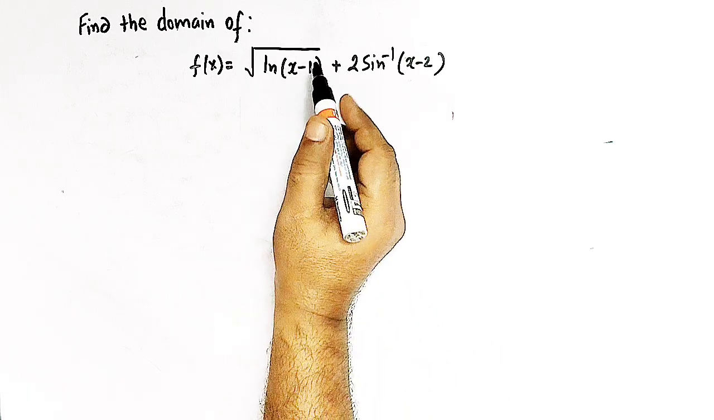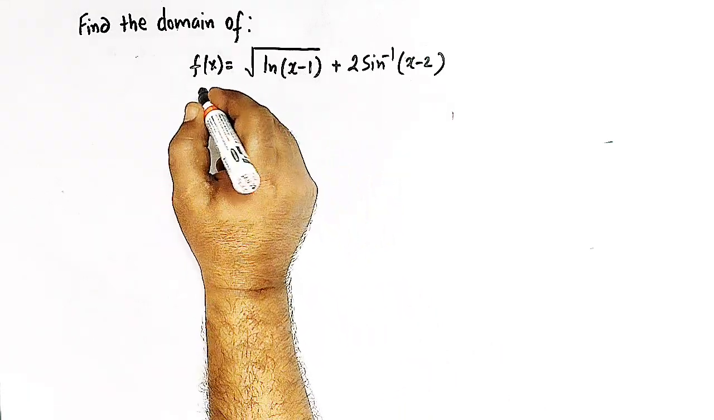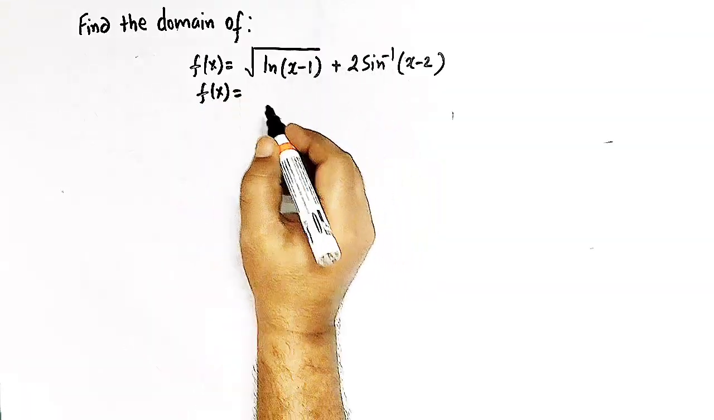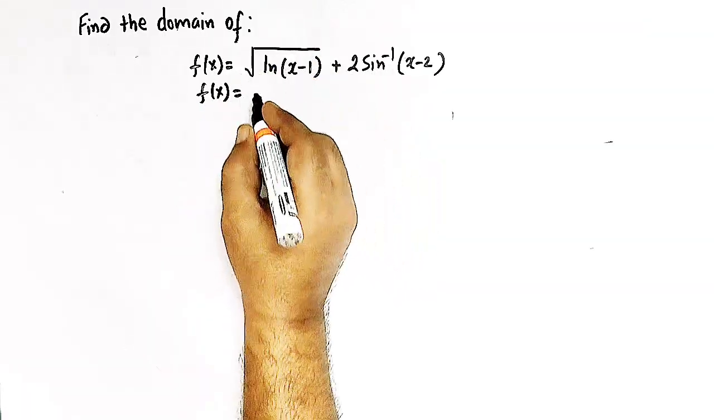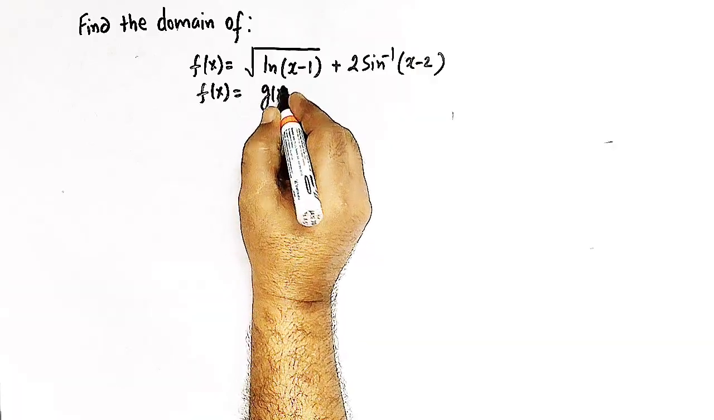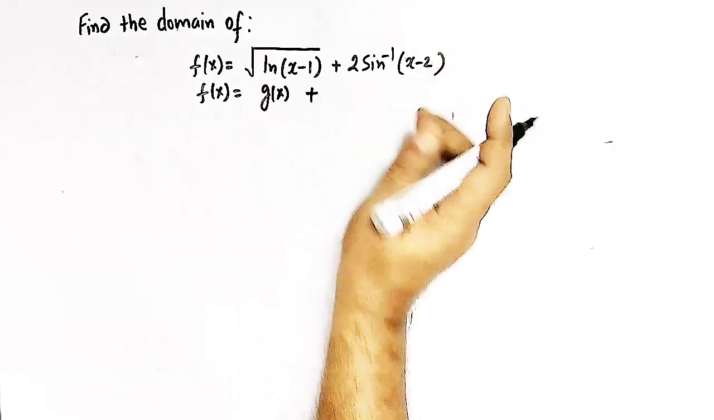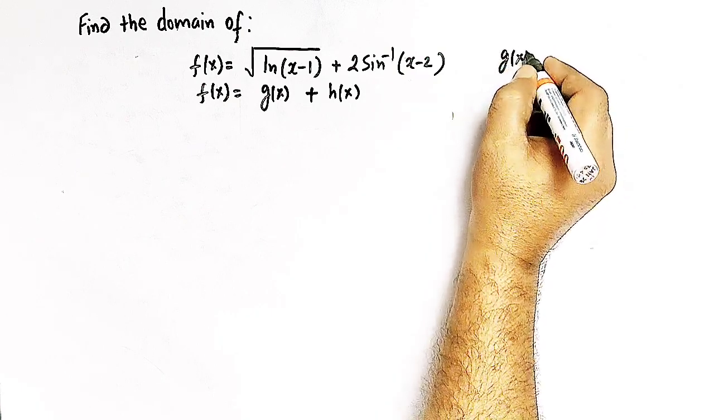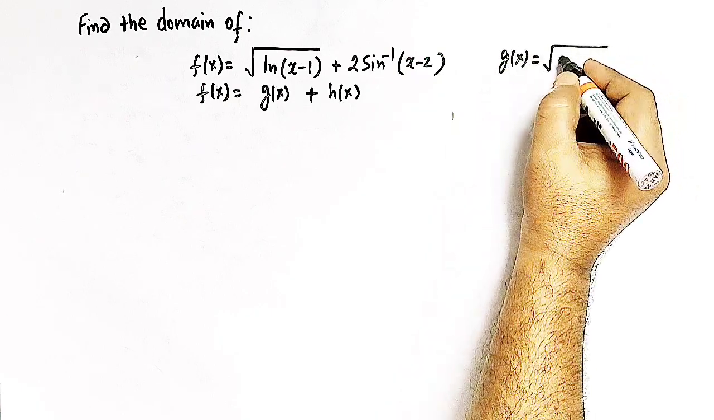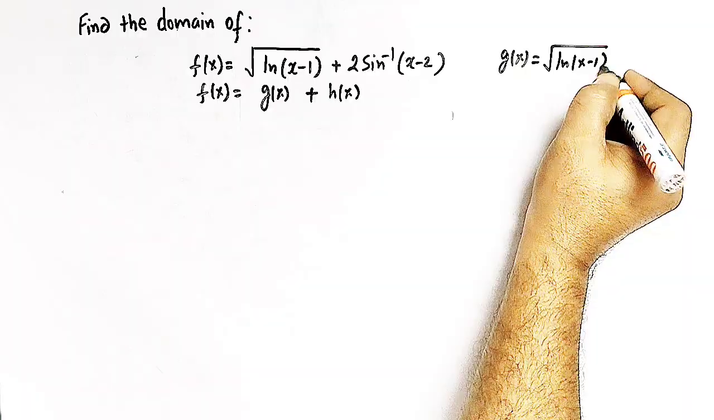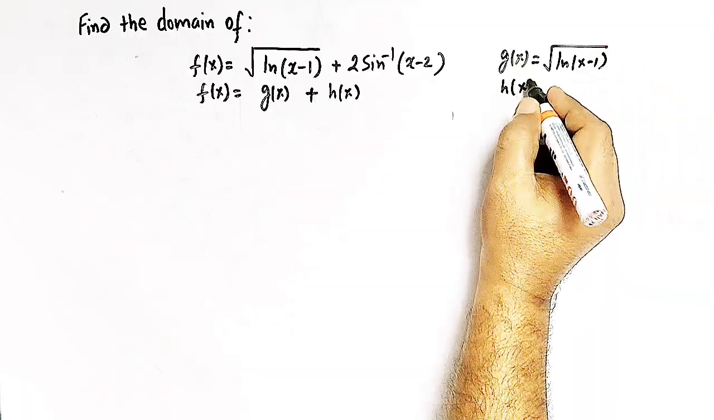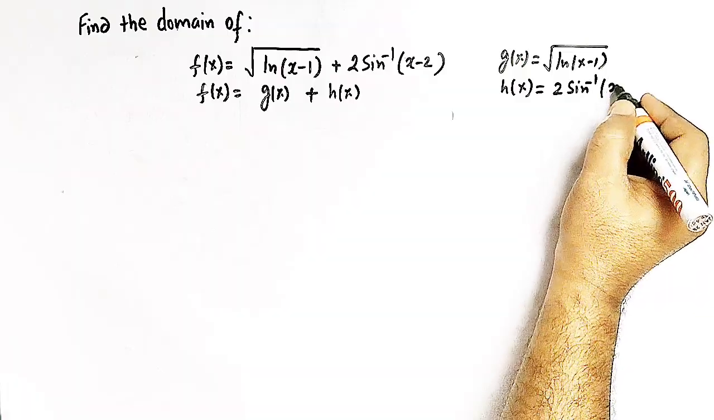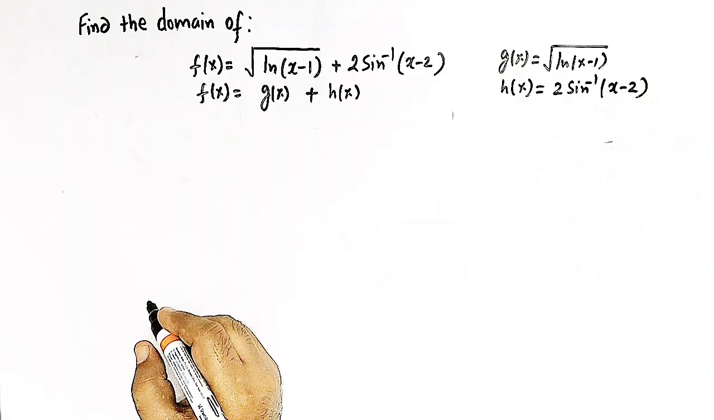Now see, here f of x is the sum of these two functions. Let us take this function as g of x, and let us take this function as h of x. So g of x is our function square root of natural log of x minus 1, and h of x is 2 times sine inverse x minus 2.